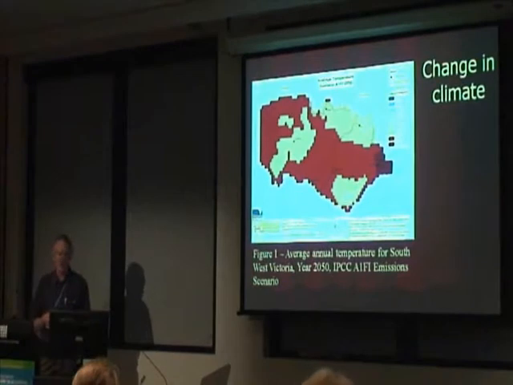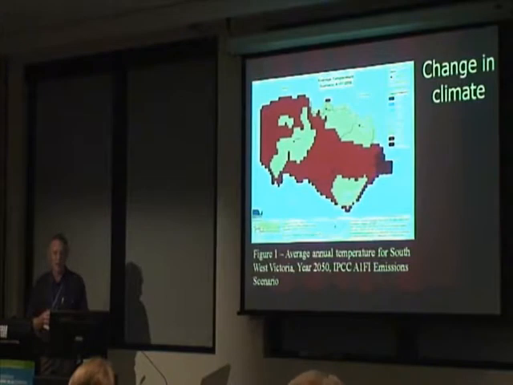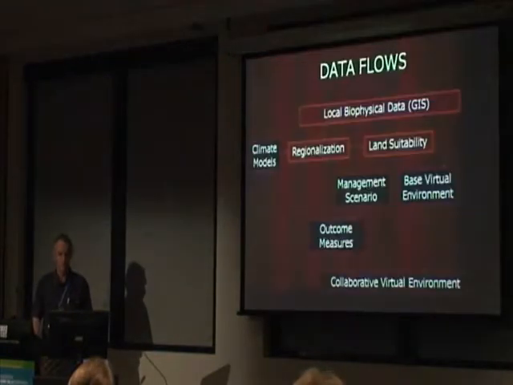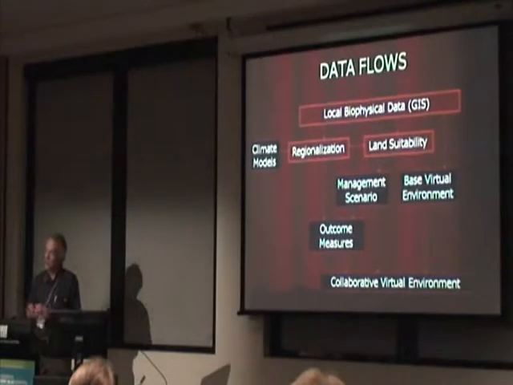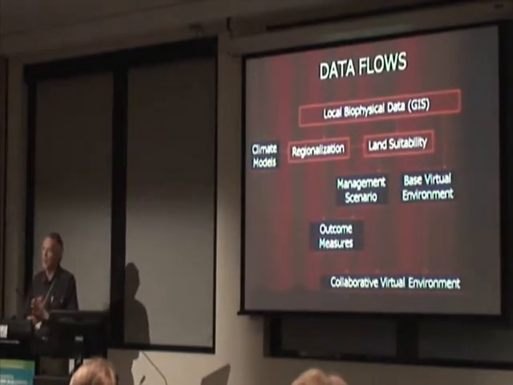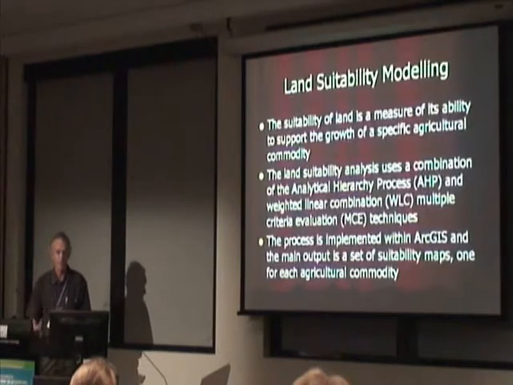And this is an example of one of those change maps. This is in southwest Victoria, the same area that Alak has introduced to you, and shows the probable changes in temperature. I think it's the difference between current and 2050. So having got that mapped, we can then think about how that mapping translates into land suitability.